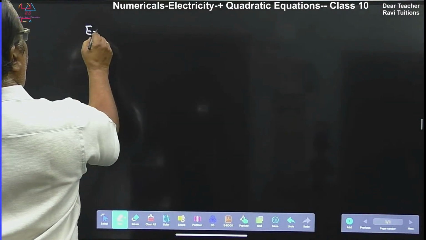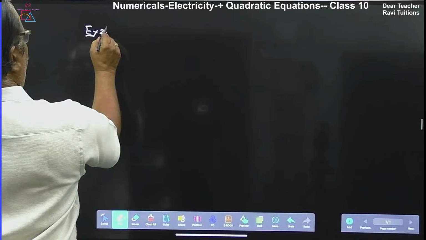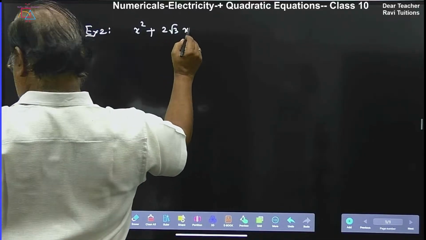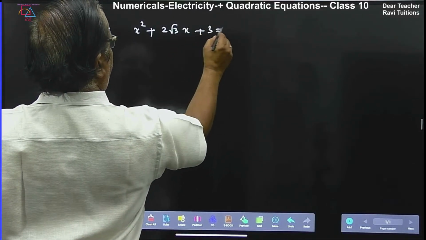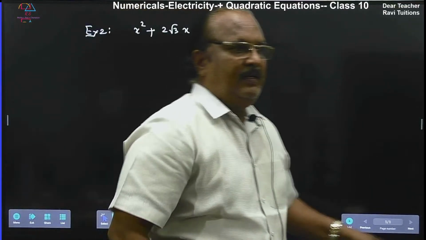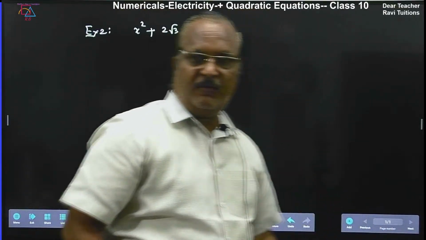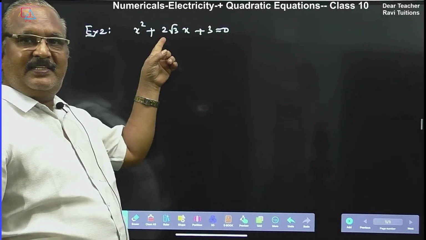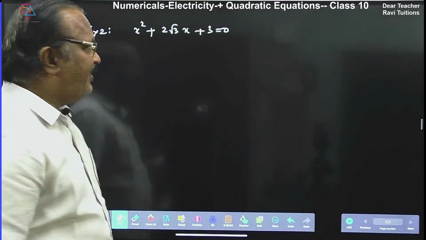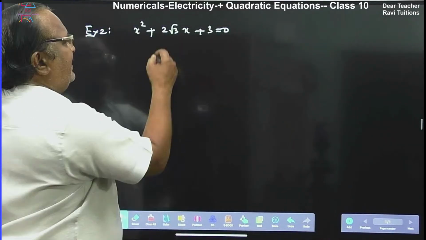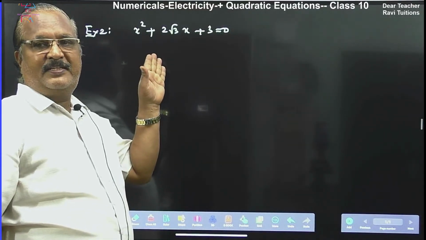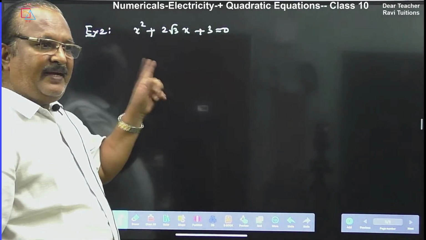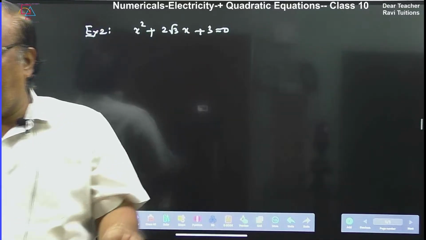This is another model, example 2. X square plus 2 root 3x plus 3 is equal to 0. So one difficult problem is with variable coefficients. Another one is irrational coefficients. Irrational coefficients means when there are root things. How to solve this quadratic equation by factorization method? Formula method is very easy. Factorization method you have to take care. Okay.